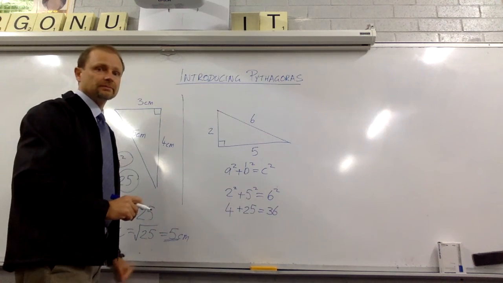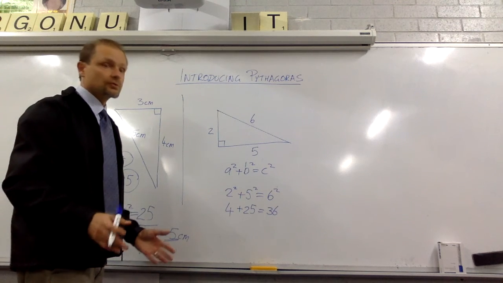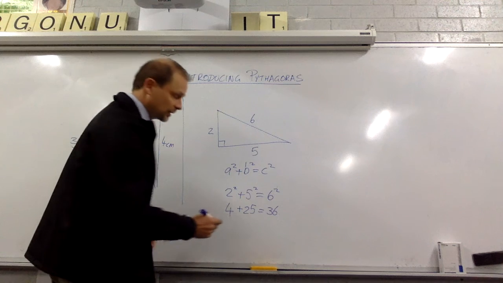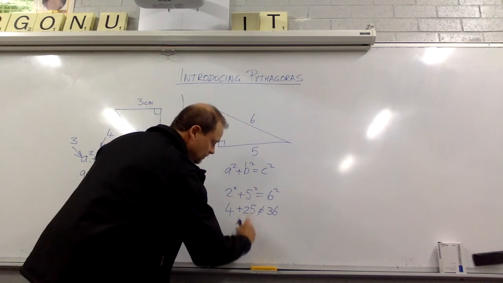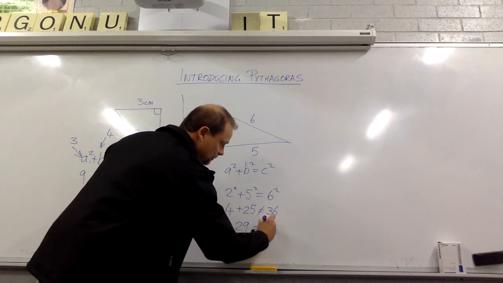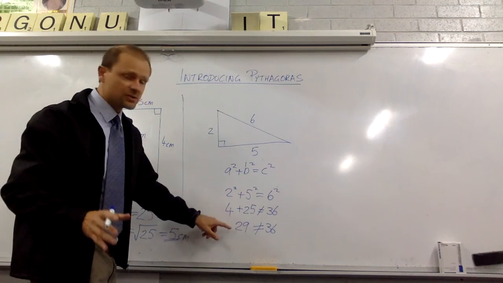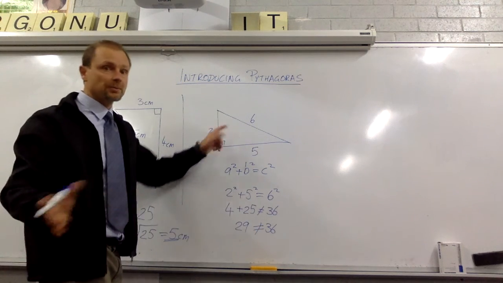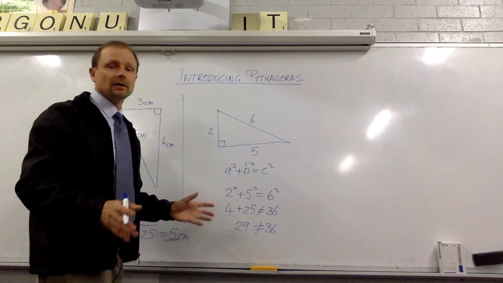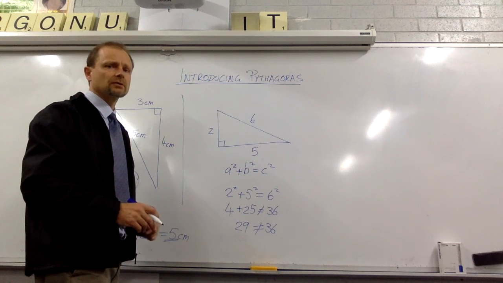Is that true? I think it doesn't take very long to figure out that it's not true. Okay, so I'm going to put a line through here. This adds to 29, which is not equal to 36. And because we know that 29 is not equal to 36, this cannot be a right-angled triangle. So it's a good test of right-angled triangles.